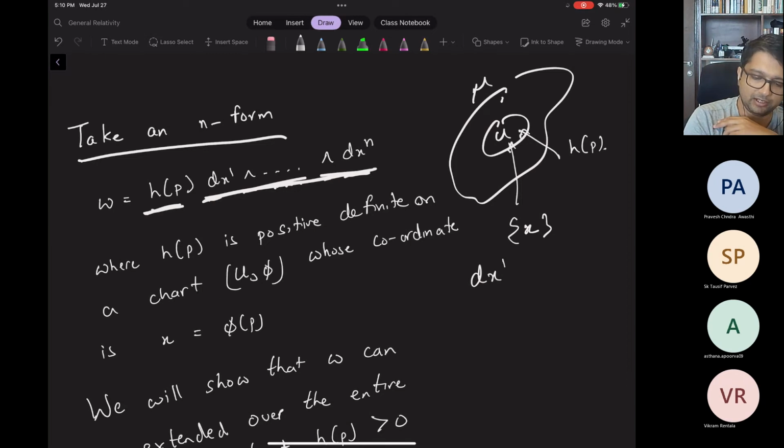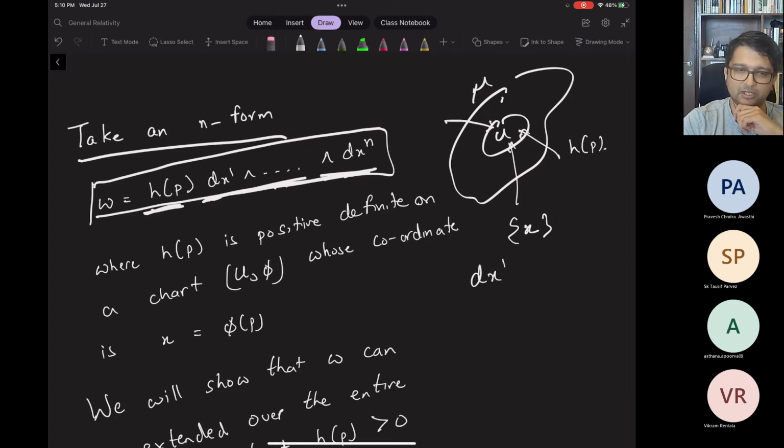Okay, and this gives me the most general n-form on this coordinate patch. This is the most general n-form on this coordinate patch, where h(p) is some positive definite function, we can choose it to be positive definite, on this chart U, phi, whose coordinate chart is x. Okay, so this is just what I said.